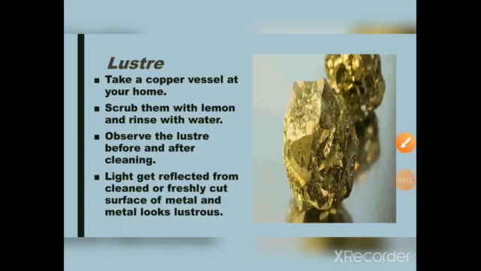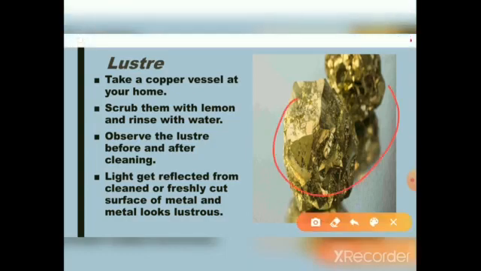Luster: take a copper vessel at your home, scrub it with lime and rinse with water. Observe the luster before and after cleaning. Light gets reflected from the clean or freshly cut surface of metal and the metal looks lustrous. So in the picture, if you try to see, this metal is shining, it has a luster.